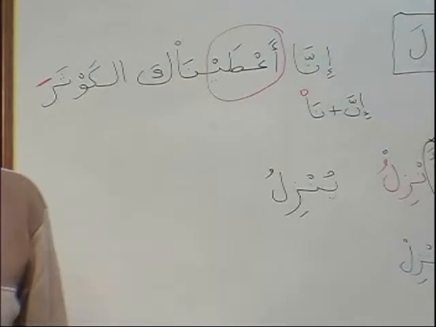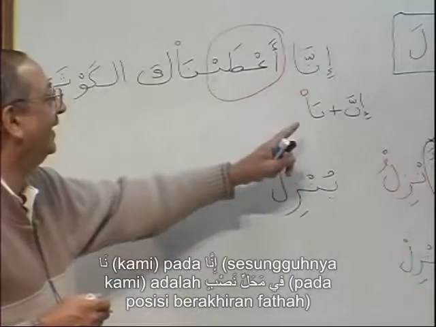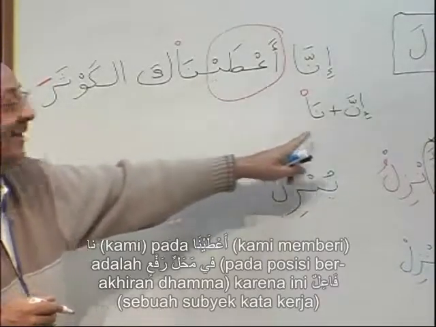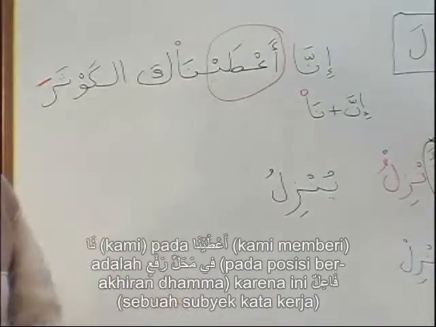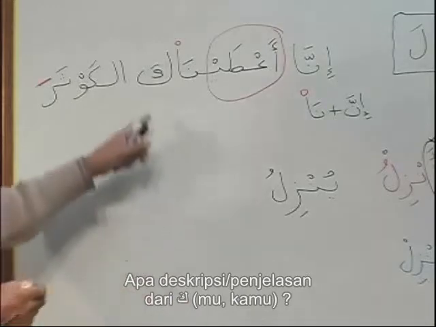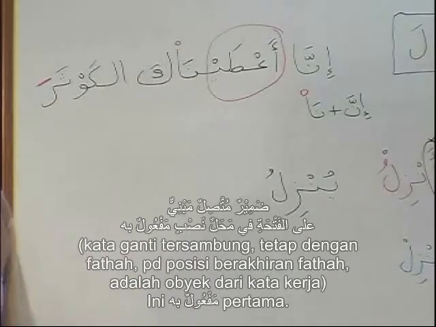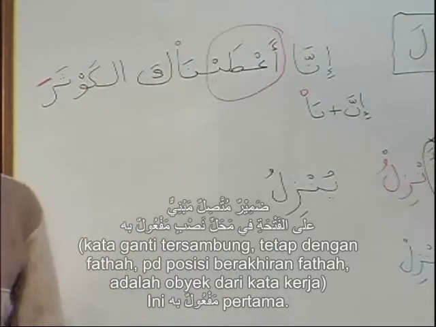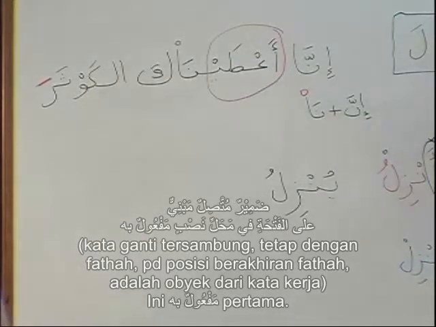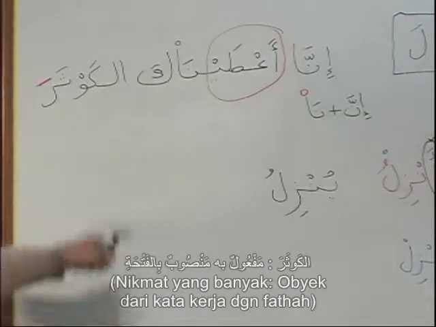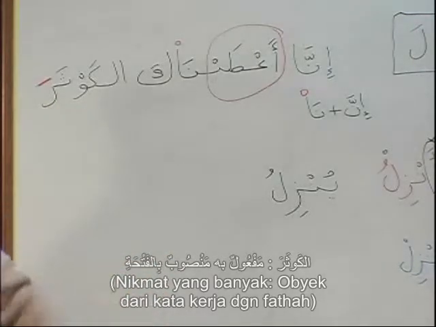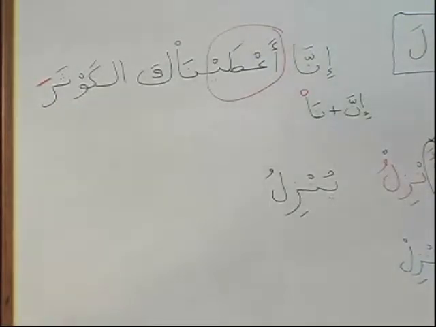We got to remember, this is fi mahalli nasbin. This will be fi mahalli raf'in because it is a fa'il. What is this ka? Damirun muttasilun mabniun ala fatah fi mahalli nasbin mafulun bihi number 1, and al-kawthar mafulun bihi mansubun bil fatah. Are you with me, brother and sister?